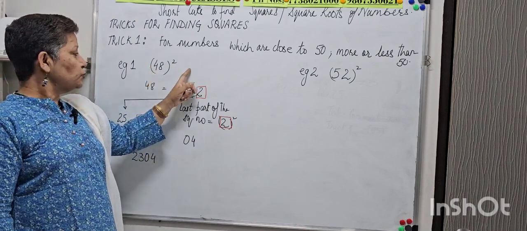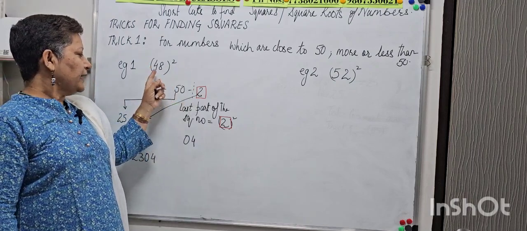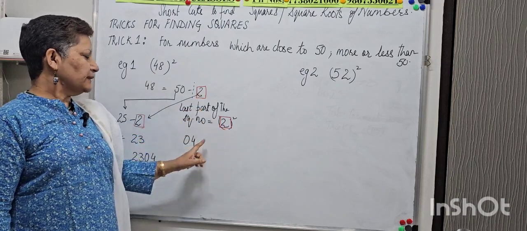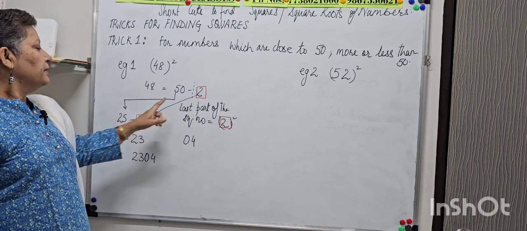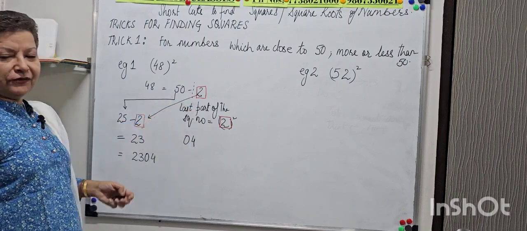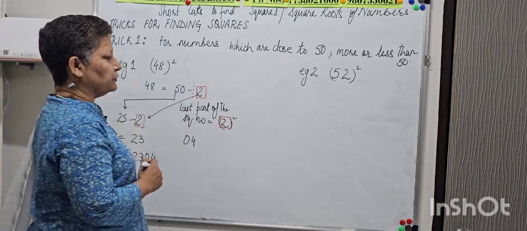Again, if I have to repeat, how did I get that? 48 is 2 less than 50. So that 2, the square of that is taken to give you 0, 4. And the base for 50 is 25. Minus that 2, you'll get 2304. Let's look at 52 square.